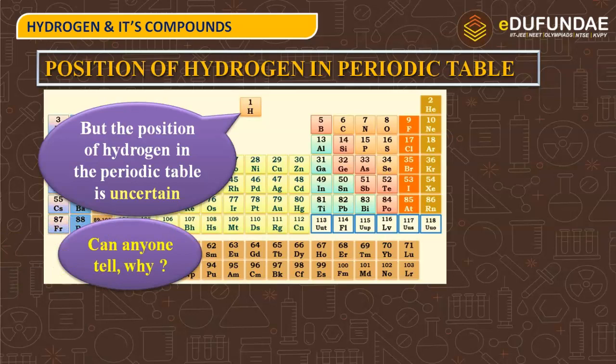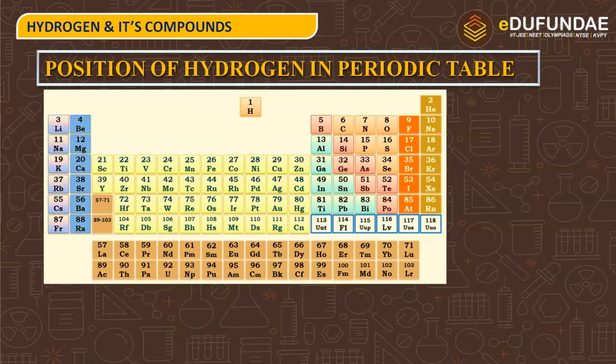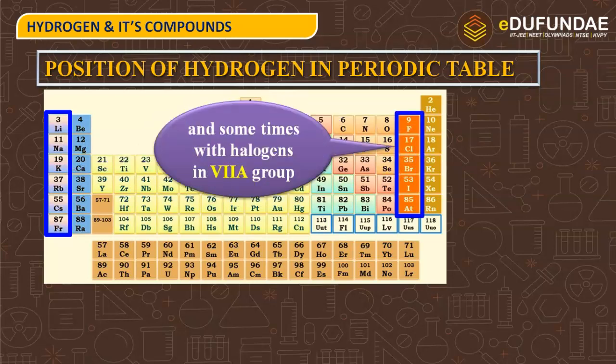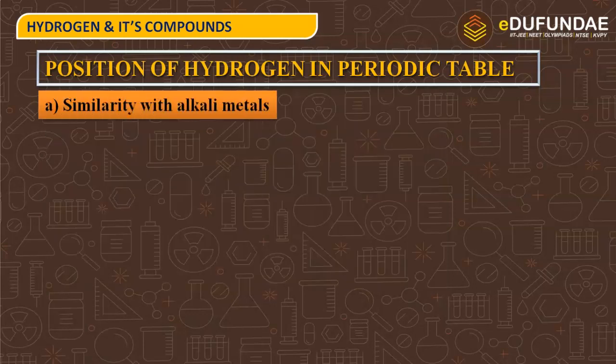Can anyone tell why? ऐसा क्यों? Because hydrogen shows similarity with alkali metals in 1A group, और we can say group 1 elements के साथ हाइड्रोजन बहुत सारी property resemble करता है. And next is sometimes with halogens. Halogens means group 7A, or we can say group 17 elements के साथ हाइड्रोजन बहुत सारी properties में resemble करता है. Next, let us see similarity with alkali metals.